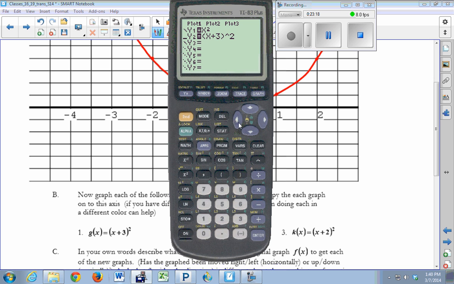Now I want to be able to differentiate that graph from y1. So instead of having it be dots, I'm going to change it. So let's see, what do I want to change it to? So I'm going to keep entering. Oh, that's a nice thick one. So I'm going to have y2 be x plus 3 squared, and it's going to have this nice thick line to mark it. Let's see what our next function is.